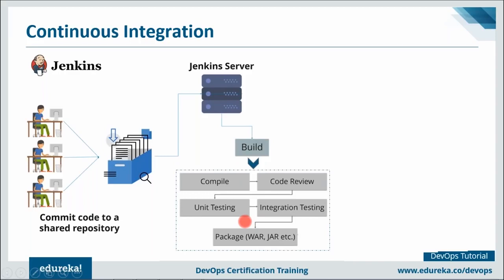So I hope you're clear with what is continuous integration. It is basically continuously building your application. The moment any developer commits a change in the source code, Jenkins will pull that code and prepare a build. So I have a question popped on my screen. This is from Jessica. What do you exactly mean by unit and integration testing?